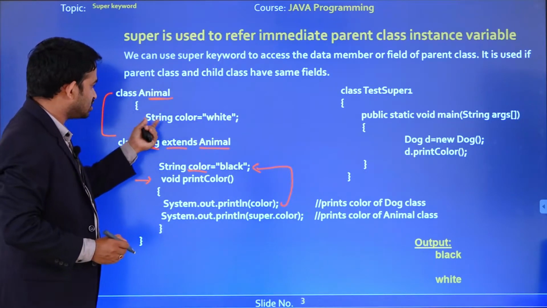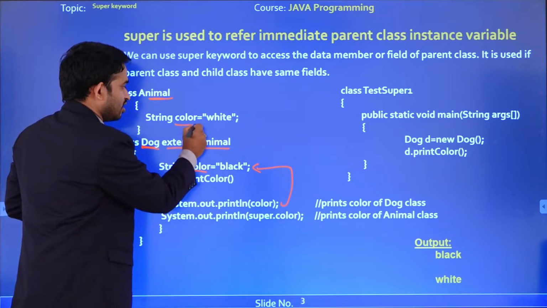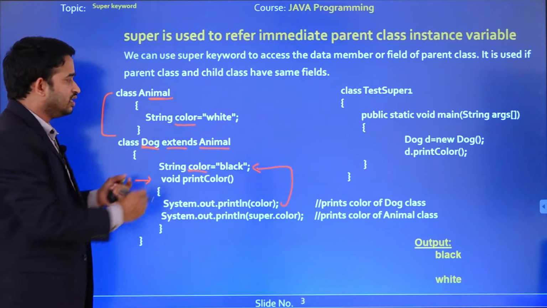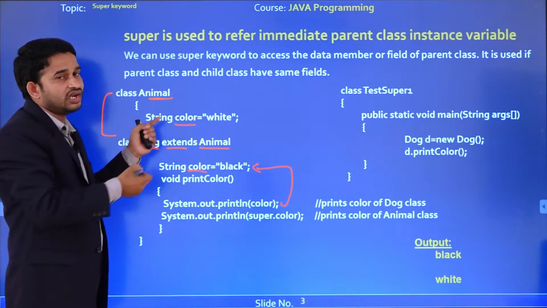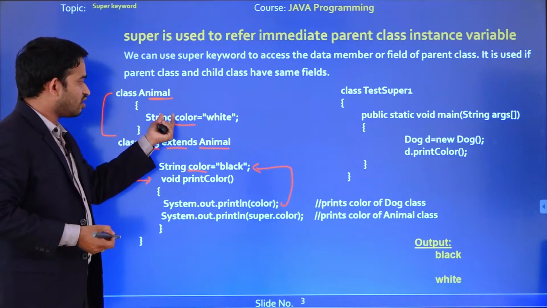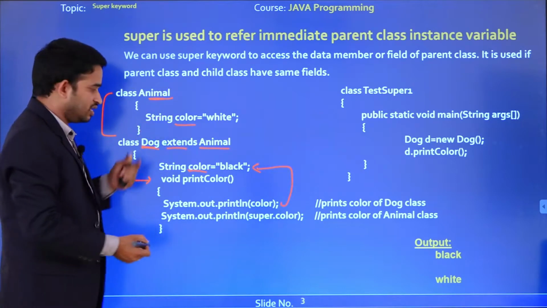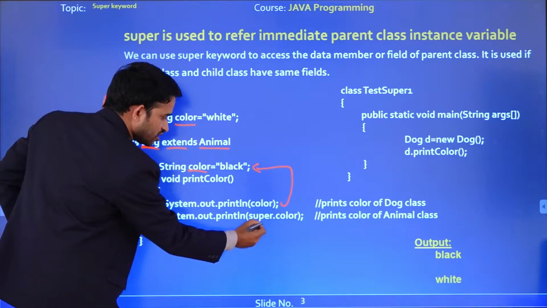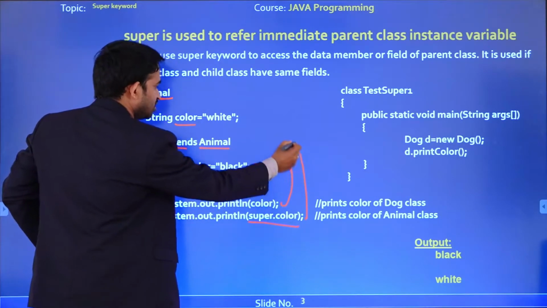In this, what are we referring to? The instance variable. What is the instance variable here? Color. Why do we call this one an instance variable? This variable is inside a class, outside a method. Here we are not using any static keyword. That is the reason we call it an instance variable. Here, by using which keyword? super.color, we are calling which variable?